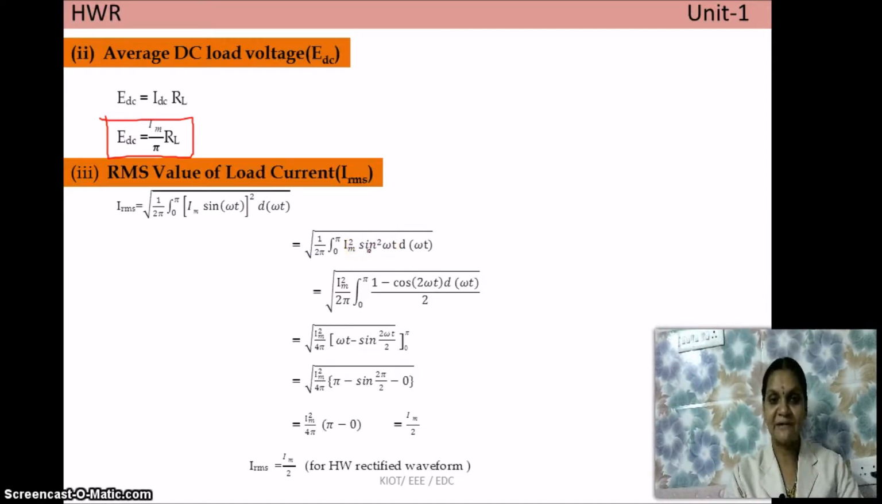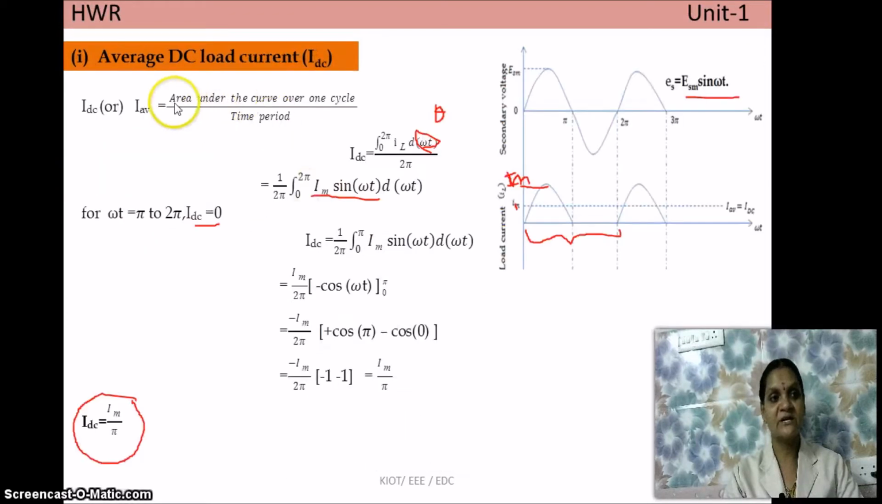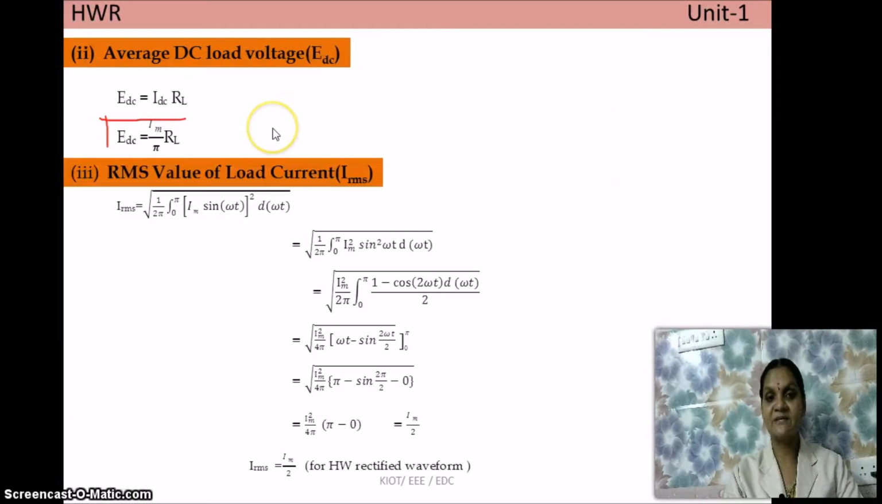So it is mandatory to find the RMS value for all parameters in the electrical circuit. RMS value is the area under the squared curve. Here we considered the area under the curve, whereas for the RMS value it is the area under the squared curve over one complete cycle divided by the time period. So we are just squaring the numerator term, divided by the time period 2 pi, and again substituting. When you expand this square, this becomes Im square sin square omega t d omega t.